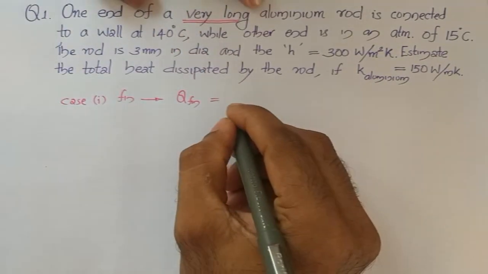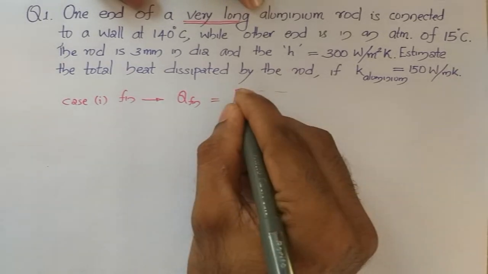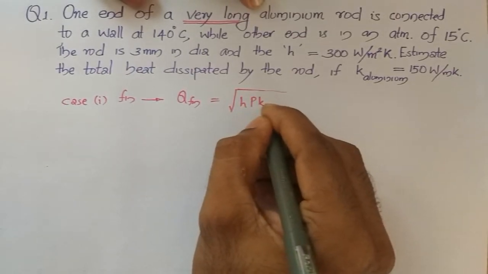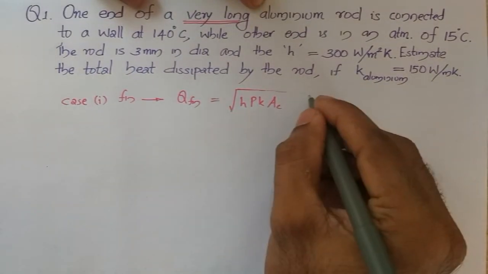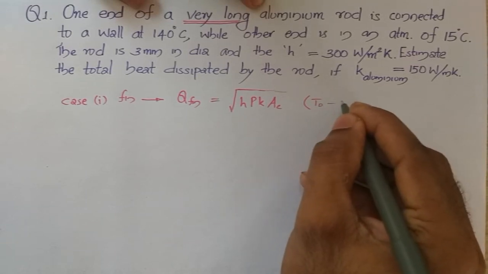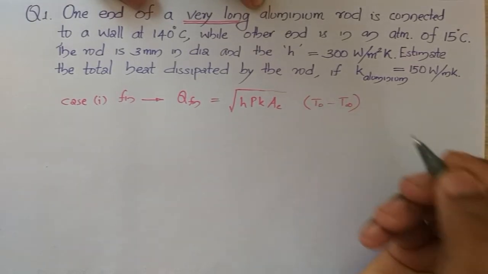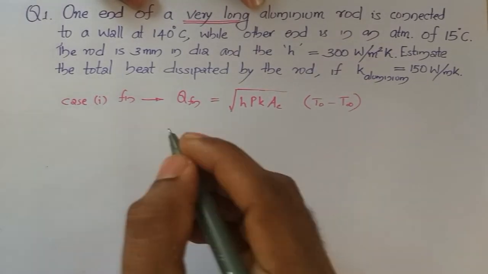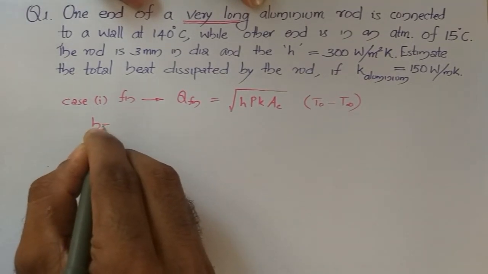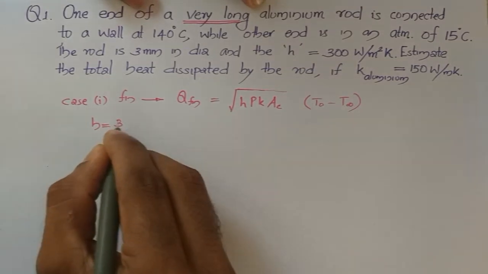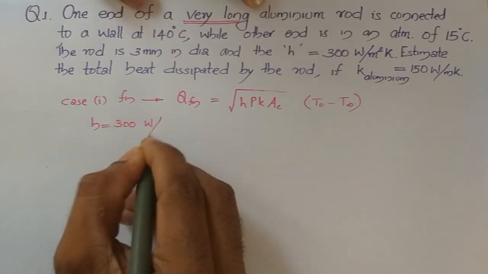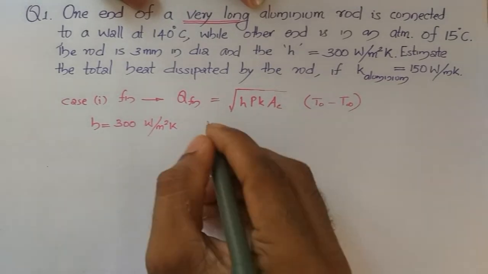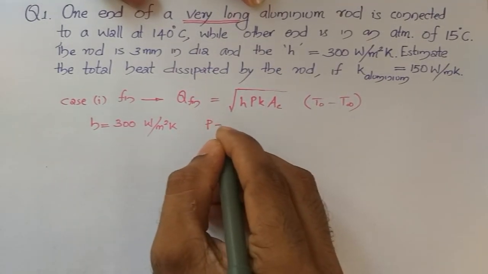So Q fin is equal to square root of hPkAc into (T naught minus T infinity). This is the only required equation from the data book. In this equation, h is given. h is the heat transfer coefficient between the fin and the surroundings, which is 300 watts per meter square Kelvin in SI units, and P is the perimeter of the fin.